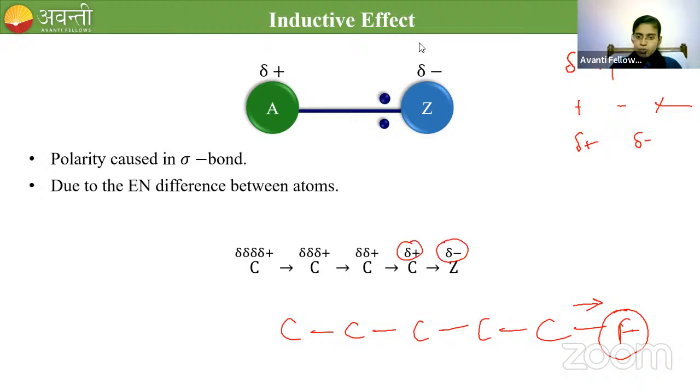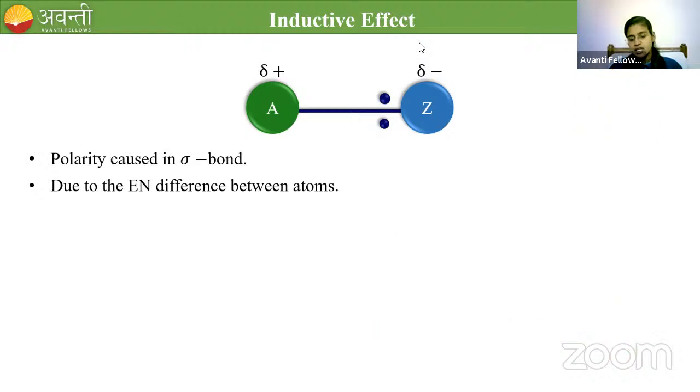Then if you go beyond this carbon, the bond is also getting polarized, but partially positive. And still if you go, we have 3 delta plus, and still if you go, we have 4 delta plus. Beyond that, even if you have some carbon attached to it, the bond will not get polarized. It is a distance dependent effect.